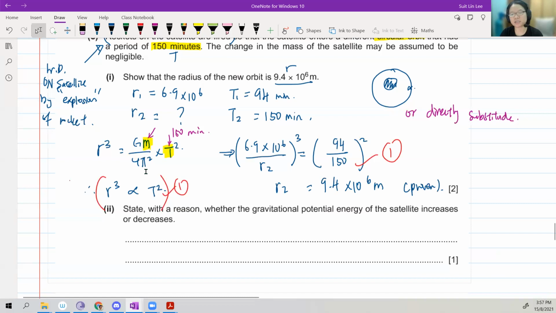All right, part 2. State with reason whether the GPE of the satellite increases or decreases. So we can tell right now that your radius has increased.